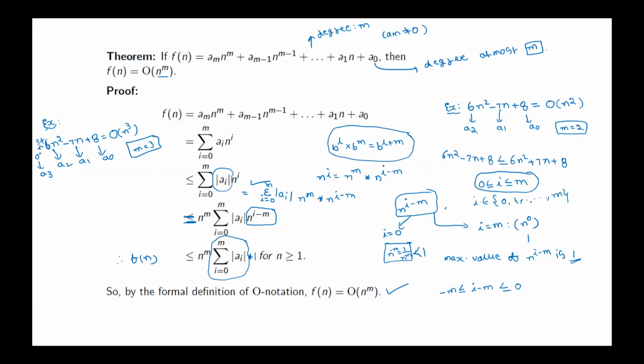So i minus m is always negative except when i equals m. n power some negative value means 1 by n power some positive value, so it is less than 1. If I multiply some value with a number which is less than 1, like 0.5 or 0.6, that value gets reduced. That's why I have put less than or equal to here. Okay, sir, got it.